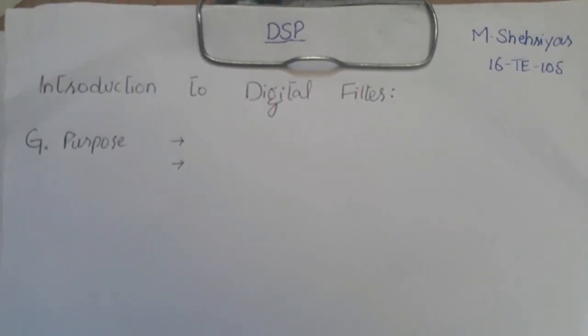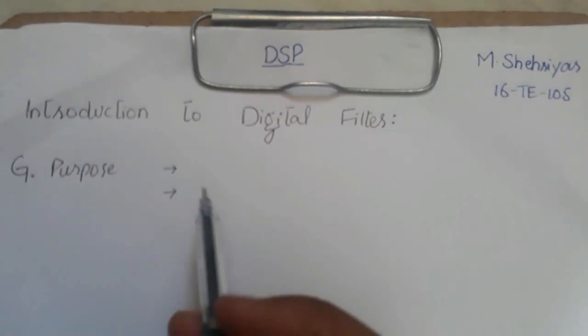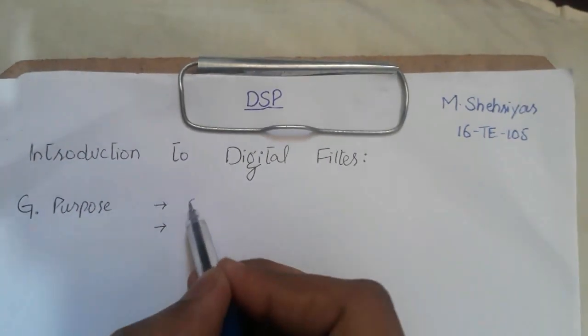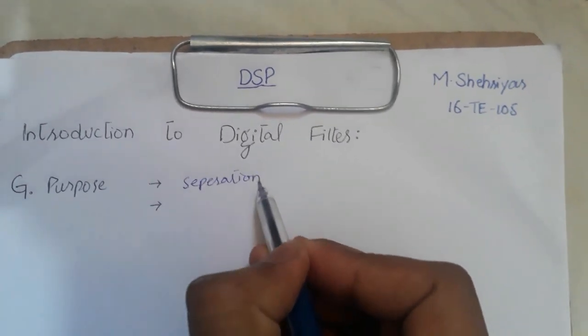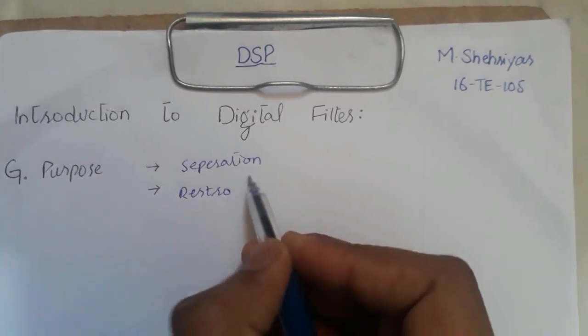So first of all, we will see basically what are the basic reasons for which we design the digital filter. There are two basic reasons. The main reason, the first one, is separation, and the second one is restoration.